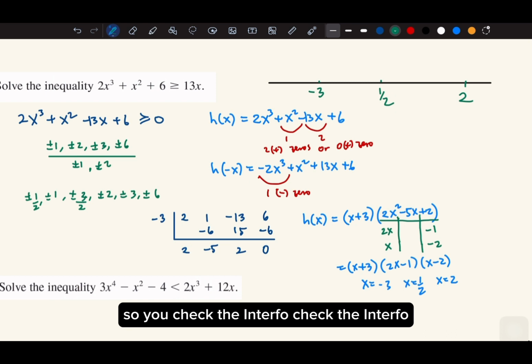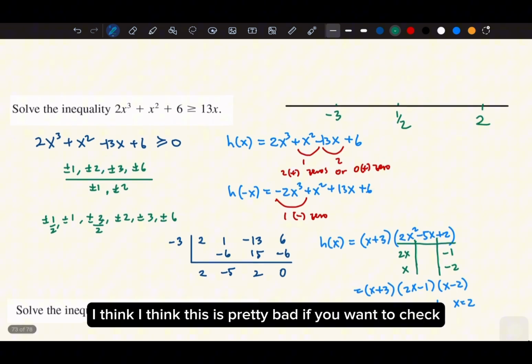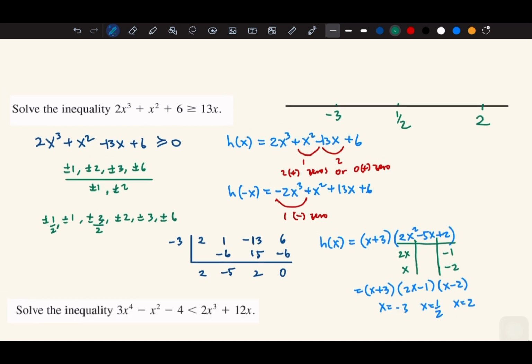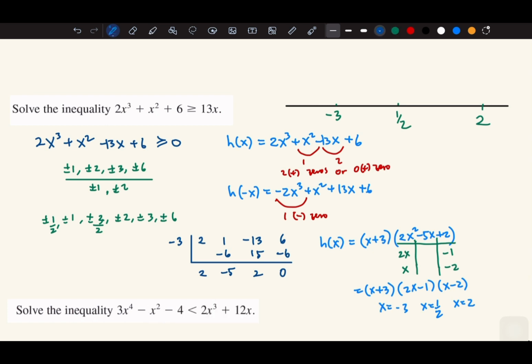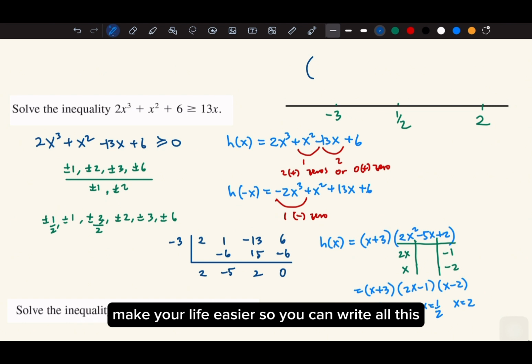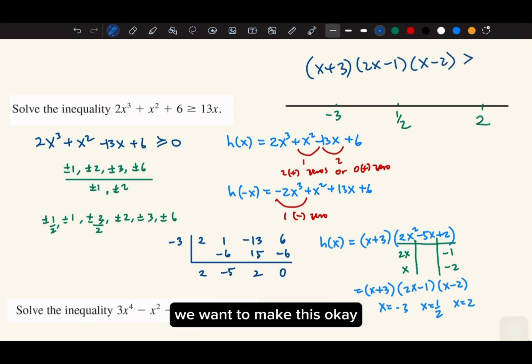Right? So we can check the interval here. Actually, you can just check this. I think this is pretty bad if you want to check. I think just use it, so you can write. It's much easier, it makes your life easier. So you can write all this. We want to make this.